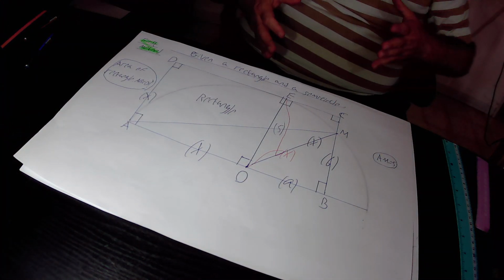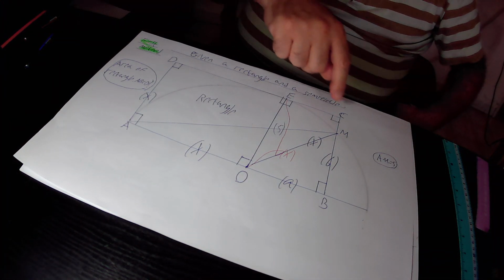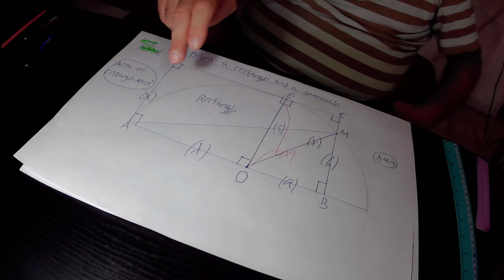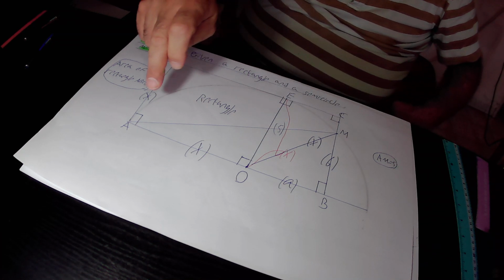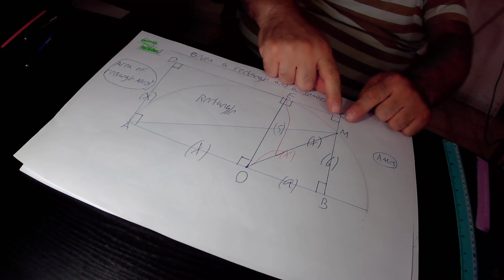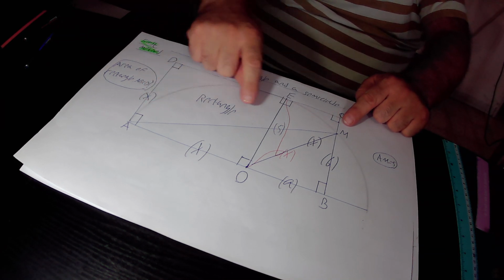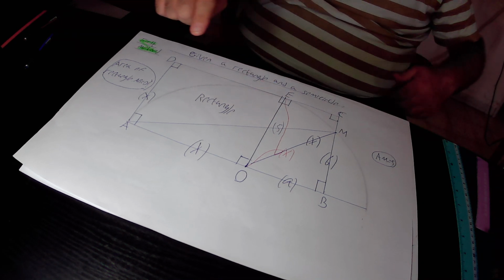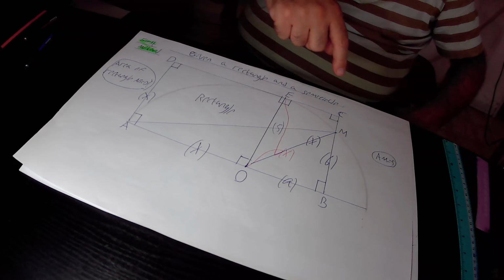Our mission in this second question is to find the area of this rectangle ABCD. In the drawing we have rectangle ABCD and a semicircle. In addition, we know that AM is equal to 5 units. Again, our mission is to find the area of this rectangle ABCD.